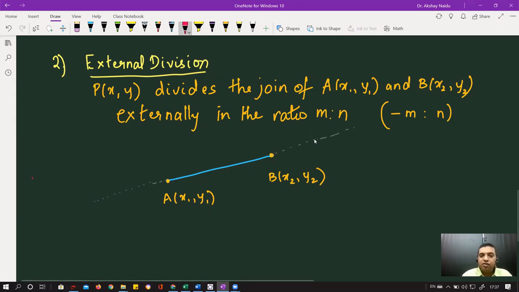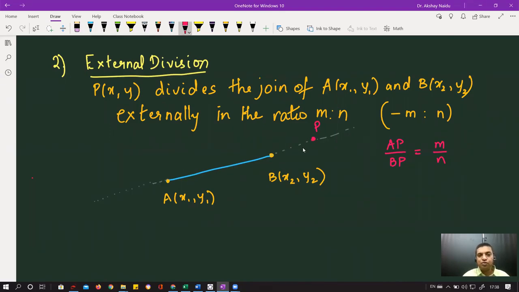So the point P lies on the line, but not in between A and B. Here AP by BP is m by n. If you see the distance wise, AP by BP will be m by n. However, P doesn't lie between A and B. That is the point. P can be either to the right of B or to the left of A. Doesn't make a difference. In both cases, exactly the same approach as we did previously. Instead of having P point in between, P is outside.